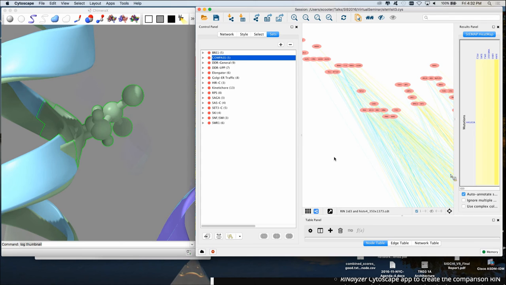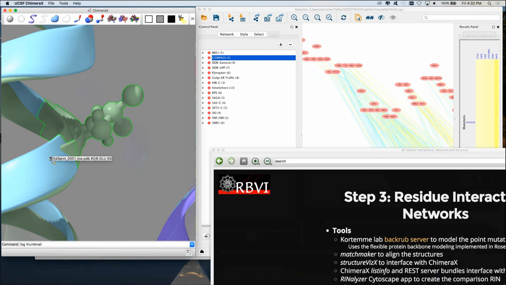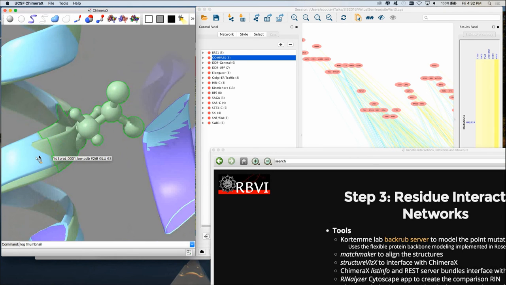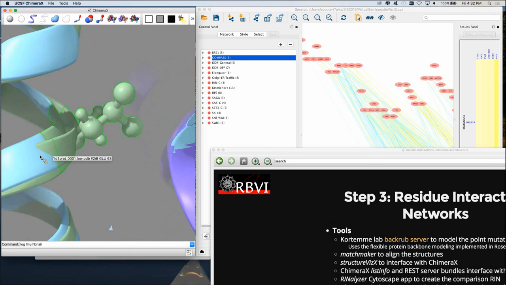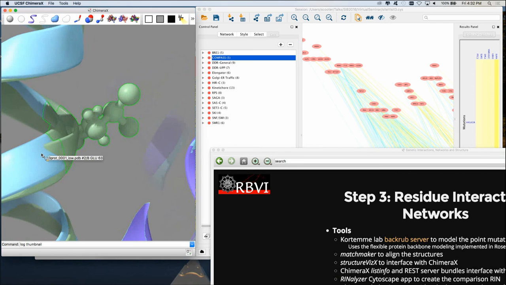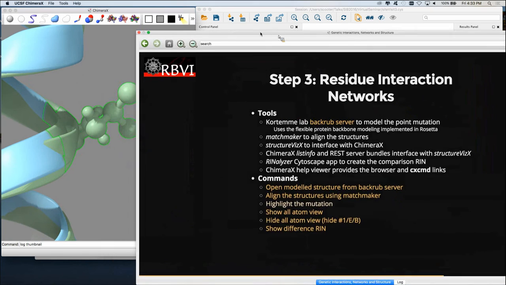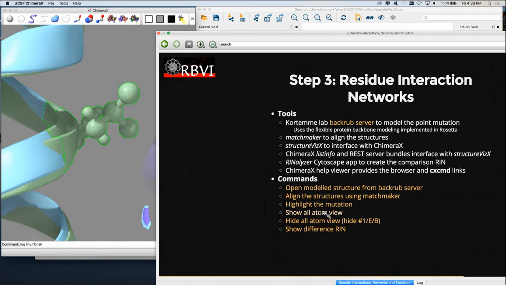Okay? But if we look at this and actually model it, it doesn't have a huge change. The modeled structure really doesn't show much. What I want to do, I'm going to go and show you where it is.